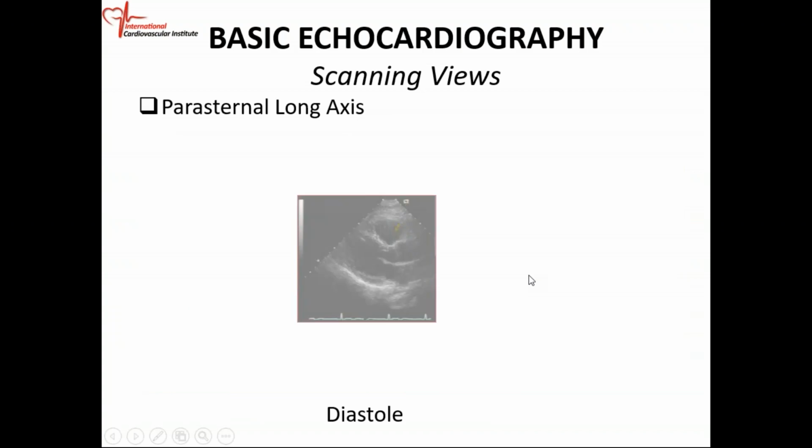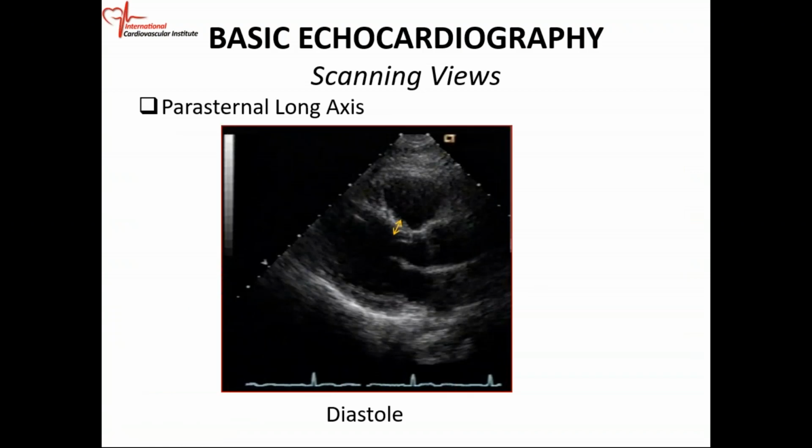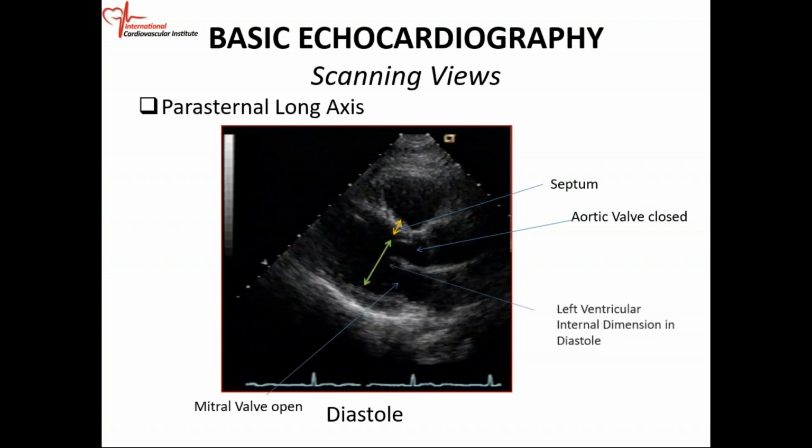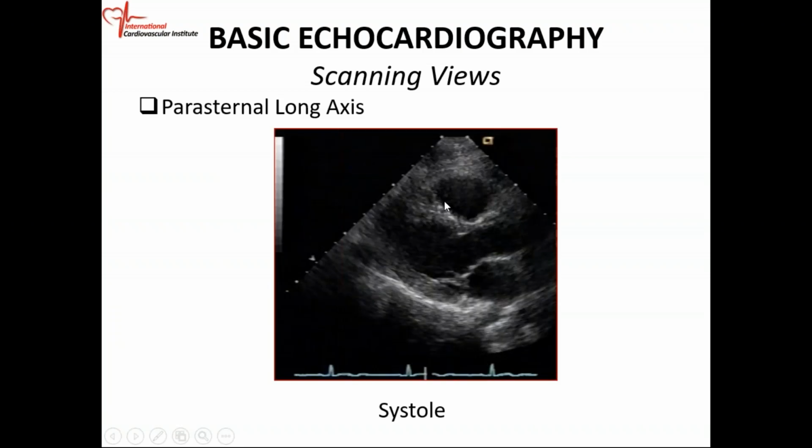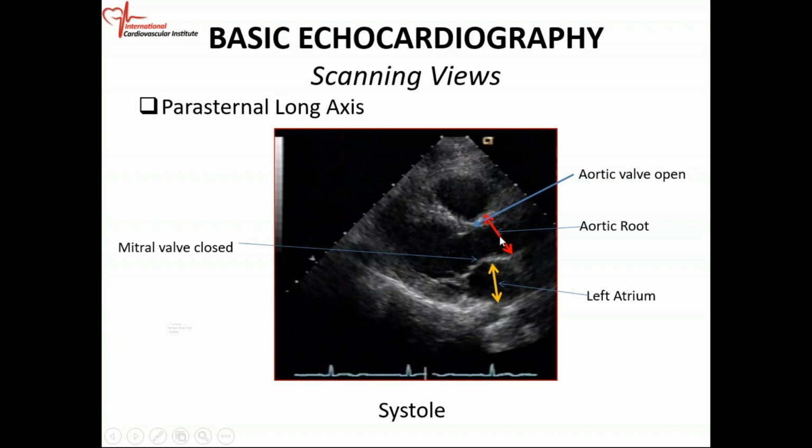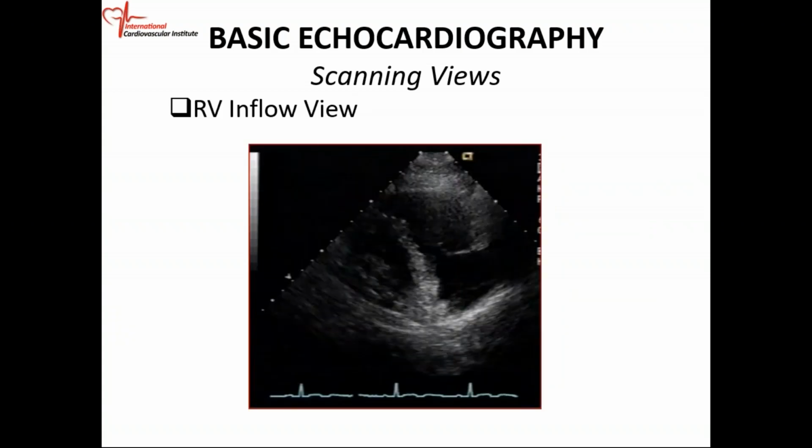You need to know what measurements you're going to get. In diastole, you measure your septum, you measure your LV cavity dimension in diastole, and you measure your posterior wall. You also measure the aortic root in diastole. In systole, you don't measure the aortic root, even though it's there. You measure your left atrium, and you measure LV cavity size in systole. So those are your systolic measurements.